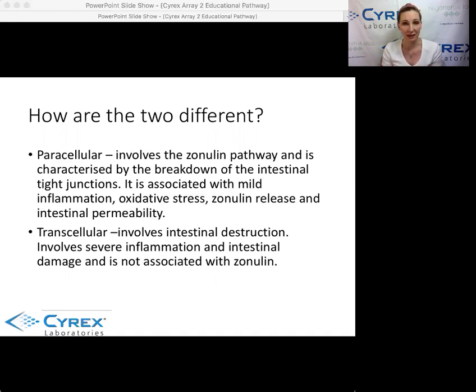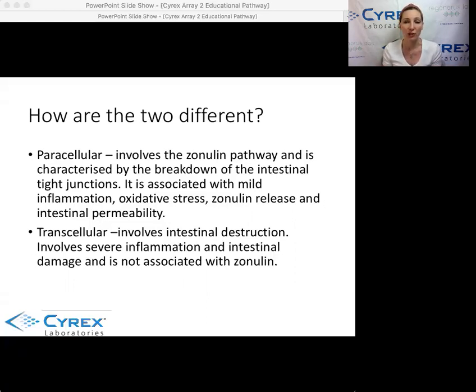But transcellular permeability, when there is debris or molecules passing through the interior of the cell, actually involves intestinal destruction or damage or injury. It involves severe inflammation. It involves intestinal damage, and it is not associated with zonulin. So transcellular permeability is a different clinical scenario. It's much worse. It means that you have a highly oxidized, oxidatively stressed, if that's a phrase that I can use, inflammatory, destructive process going on in the intestines.